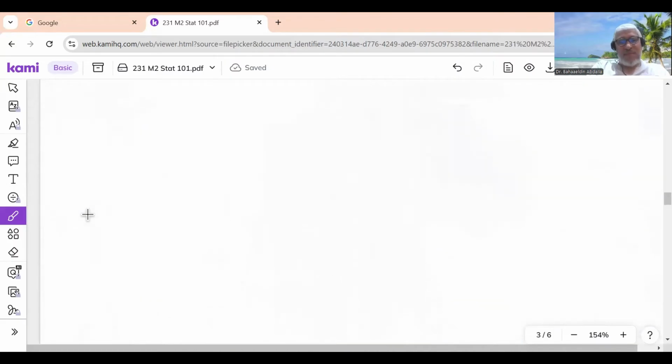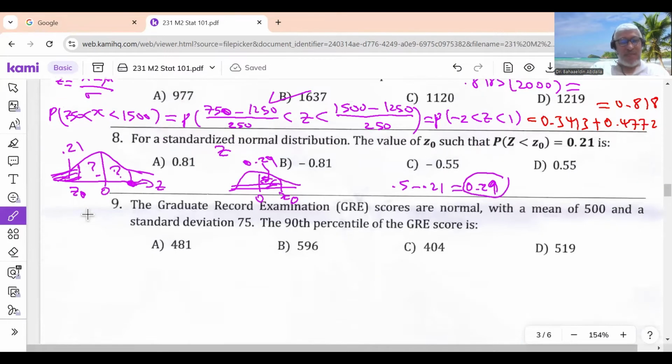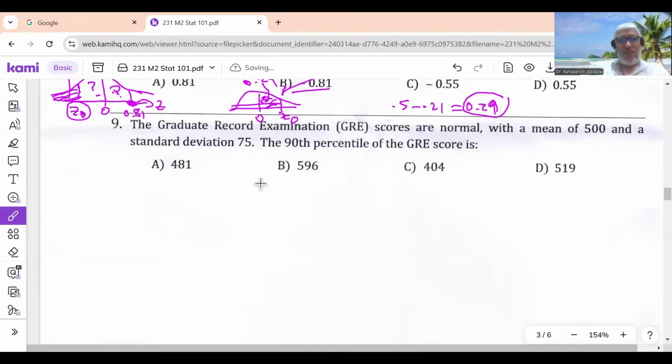But this is not the Z0 required by the question. It is this number. This number is 0.81 because this area is 0.29. So how to find Z0? It is negative 0.81. So B is the correct answer. It has to be negative.